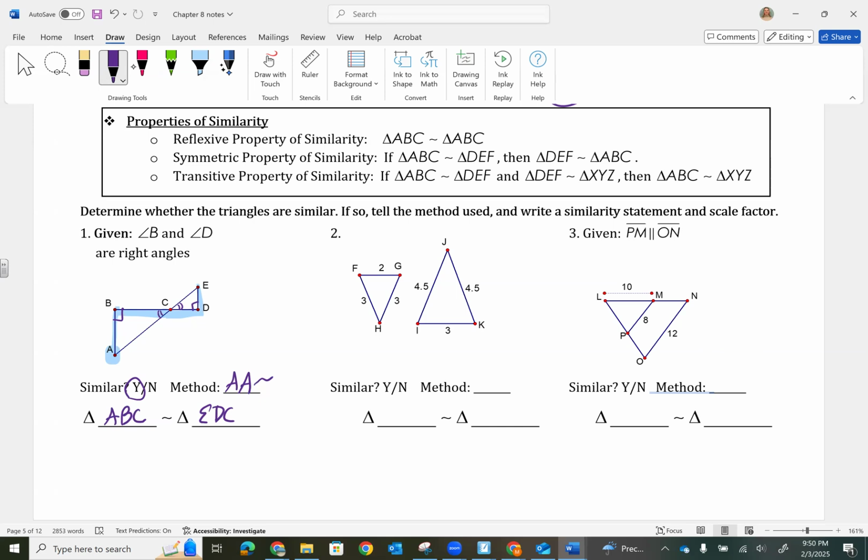These two, we can write ratios. We don't know any angles, but we do know we've got some isosceles triangles, but that doesn't mean that they're similar. So write the ratio of the corresponding sides and see if you get the same fraction.